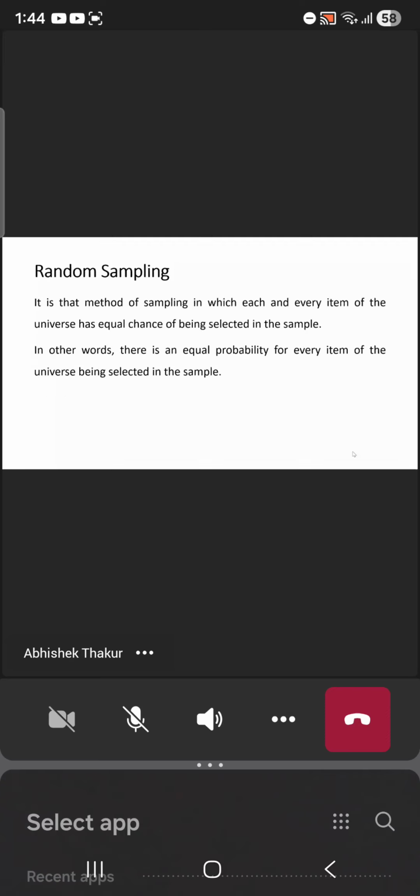So first is random sampling. Random sampling means we collect the data from a random number or a random person. That is a part of random sampling. It is a method of sampling in which every person can be selected based on a lottery system, and each item or person has an equal chance of being selected in the sample. In other words, there is an equal probability for every item to be selected in a sample.